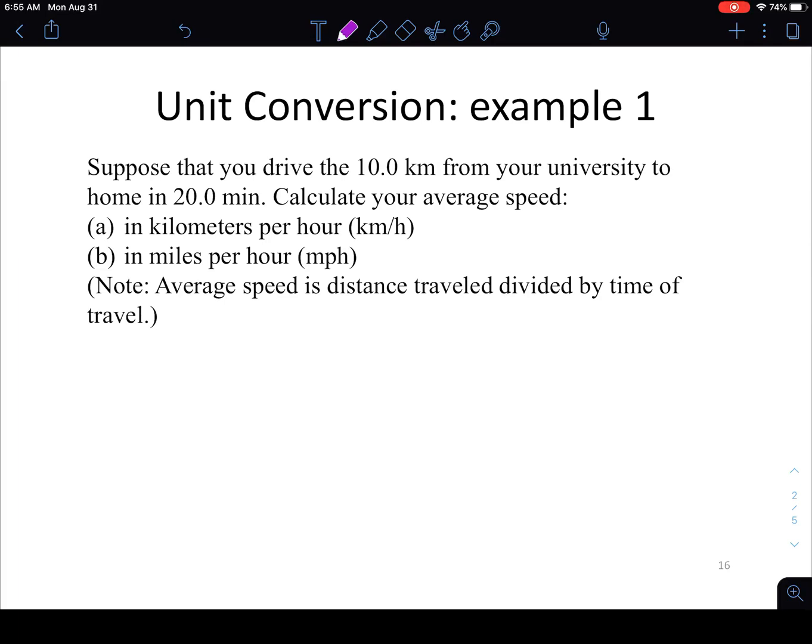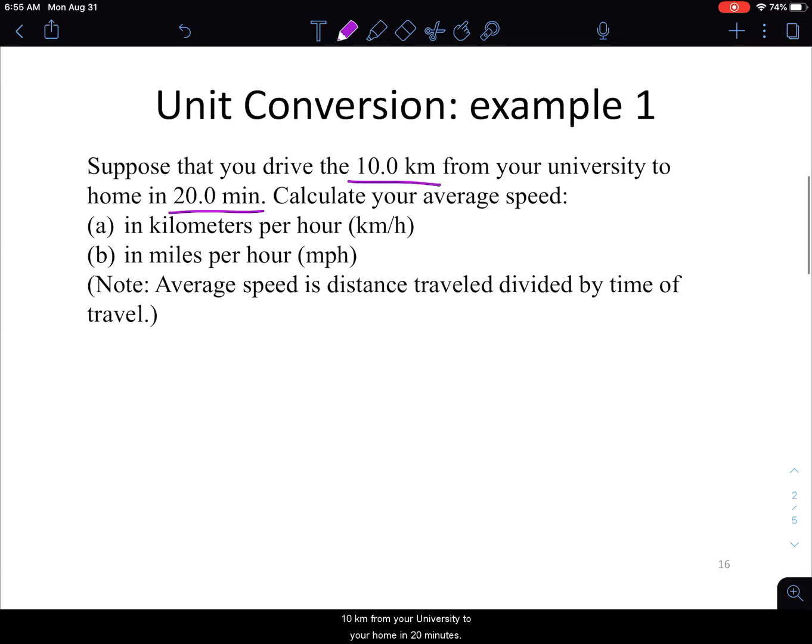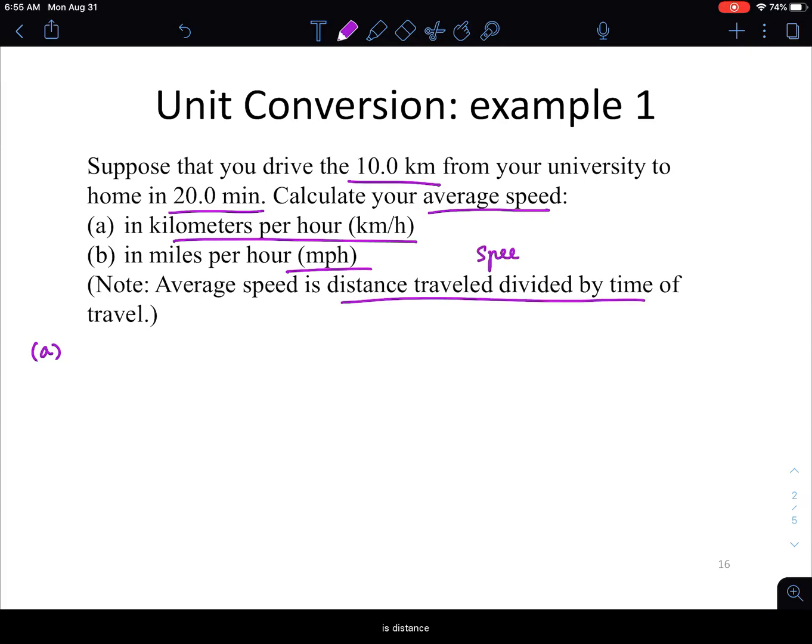Suppose you drive 10 kilometers from your university to your home in 20 minutes. You need to calculate the average speed in kilometers per hour and miles per hour. So let's do number 8. The hint is average speed is distance over the time. So here we have distance and we have time.